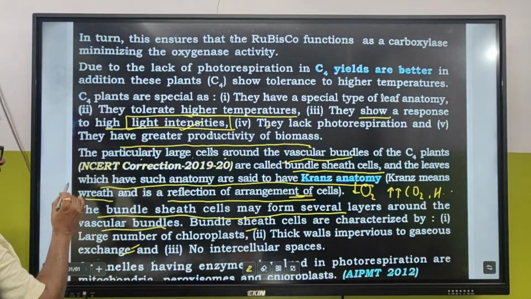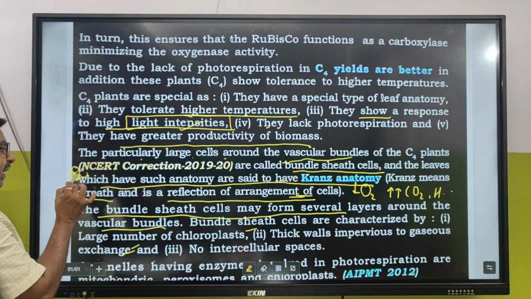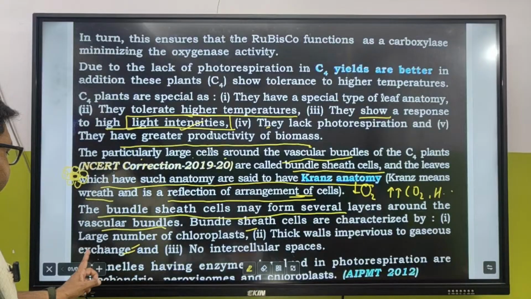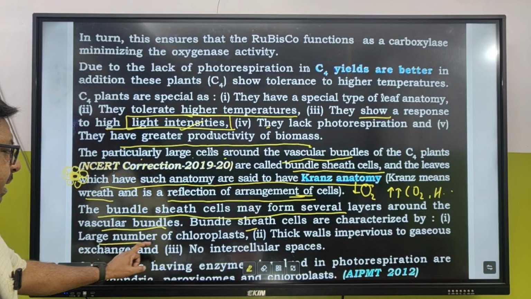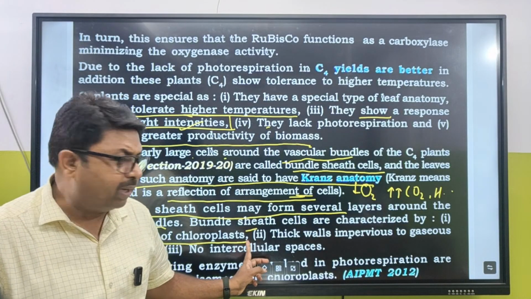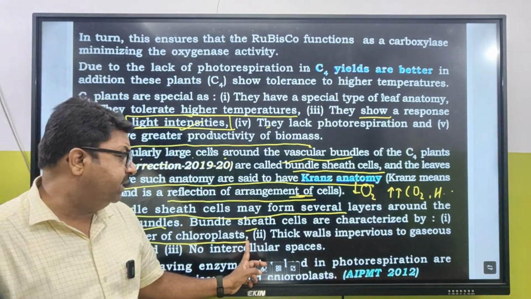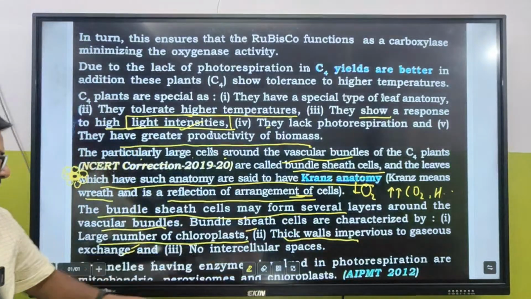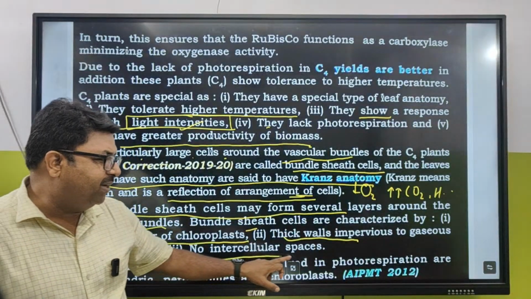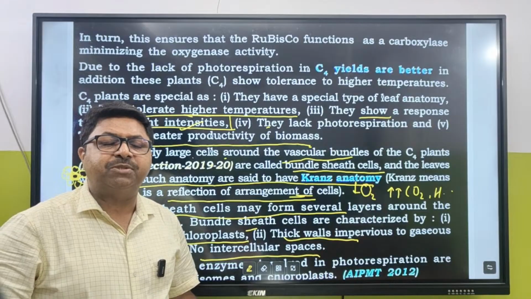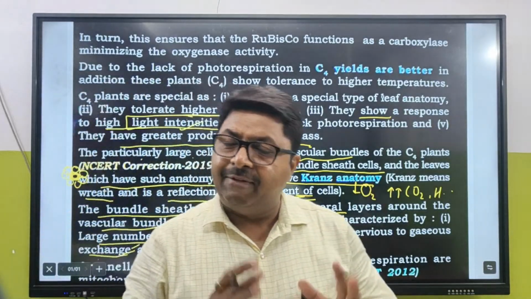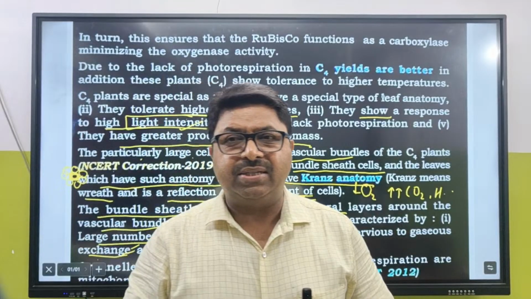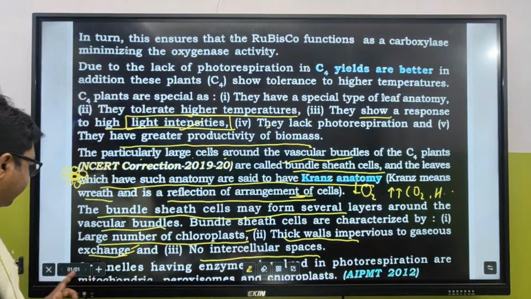So if the vascular bundle is in the middle, what is around it? Several layers of bundle sheath cells, characterized by a large number of chloroplasts. What do bundle sheath cells have? A large number of chloroplasts if you compare with mesophyll cells. Thick walls impervious to gaseous exchange and no intercellular space. So what is the specialty of bundle sheath cells? They have more chloroplasts, they are impervious to gaseous exchange, and they have no intercellular space.